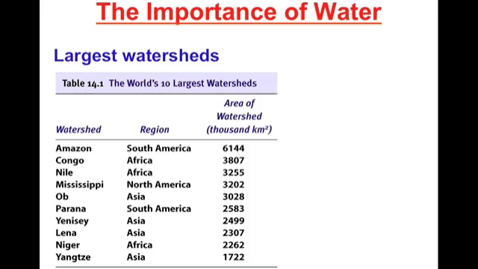Some of the other big ones are the Congo and the Nile. They're both located in Africa. They together are a little more than the total of the Amazon. In North America, we have the Mississippi River. There are some of the other large watersheds that exist around the planet.